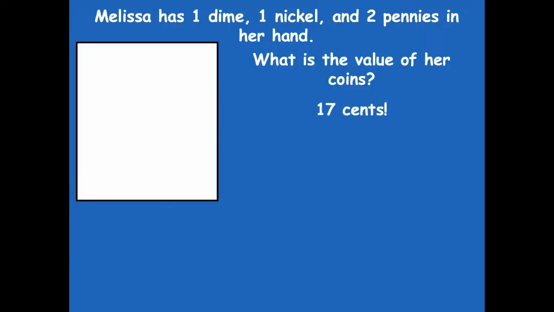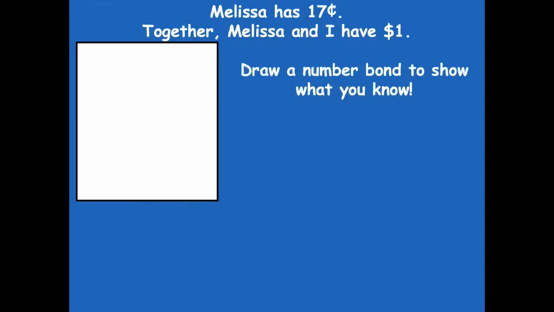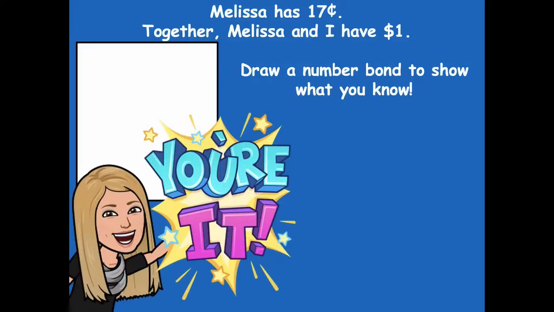All right, friends, 17 cents. 1 dime plus a nickel plus 2 pennies is 17 cents. So Melissa has 17 cents. Together, Melissa and I have $1. I want you to draw a number bond to show what you know for just this information. So Melissa has 17 cents. I have what's hidden behind this box. Okay, and we have a total of $1. So pause the video, draw a number bond to represent that information, and then click play when you're ready to go over it together.